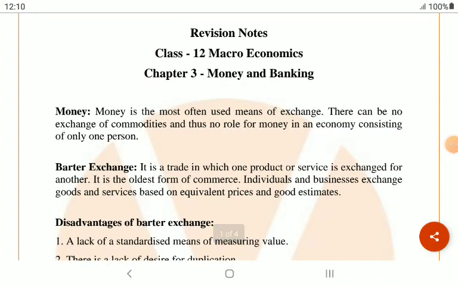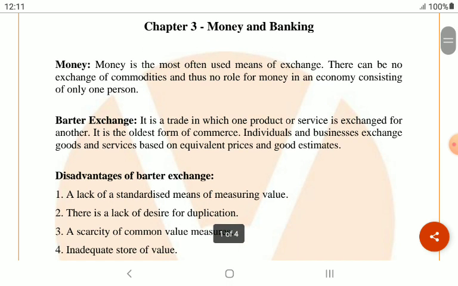In this video I'm going to give small revision notes for CBSE class 12th macroeconomics chapter 3, money and banking. I'm giving these notes so that you can read them before the exam and revise the chapter. From this chapter, what are the important things you have to know and how many marks may be asked? So first, money.